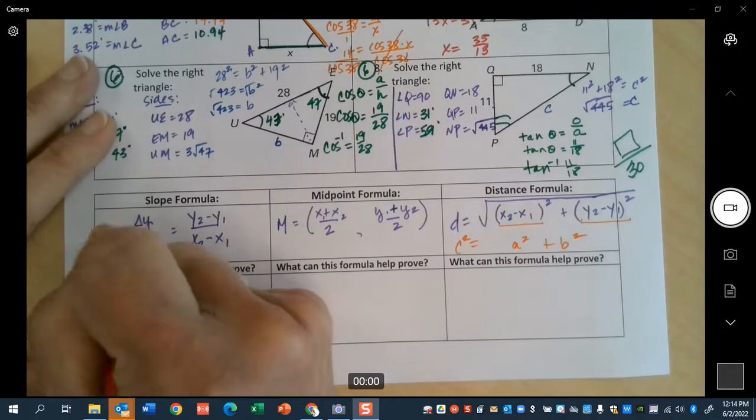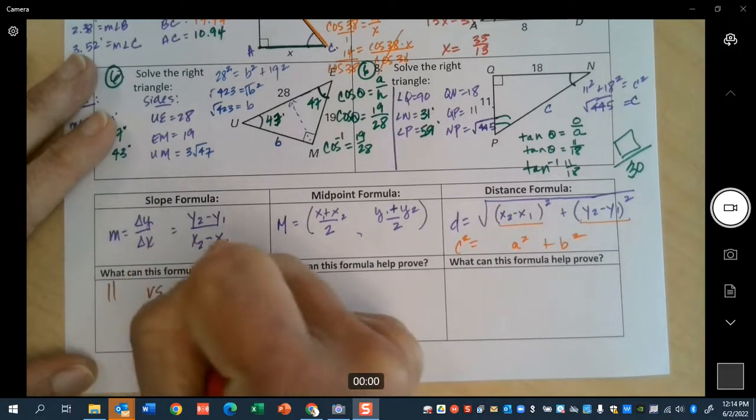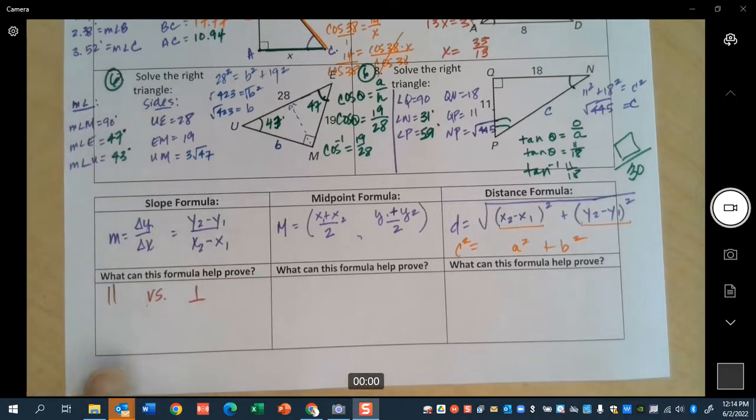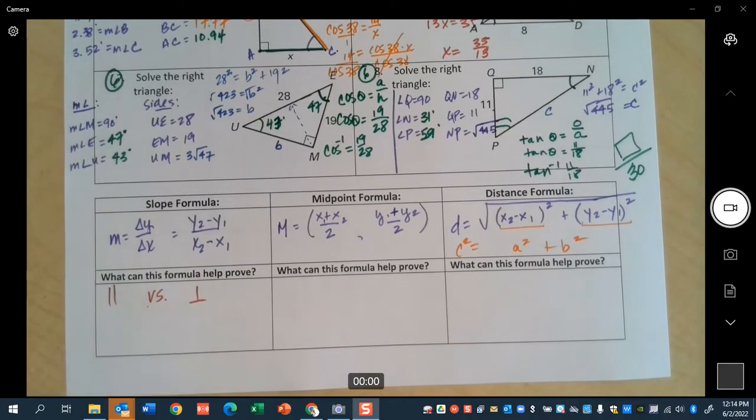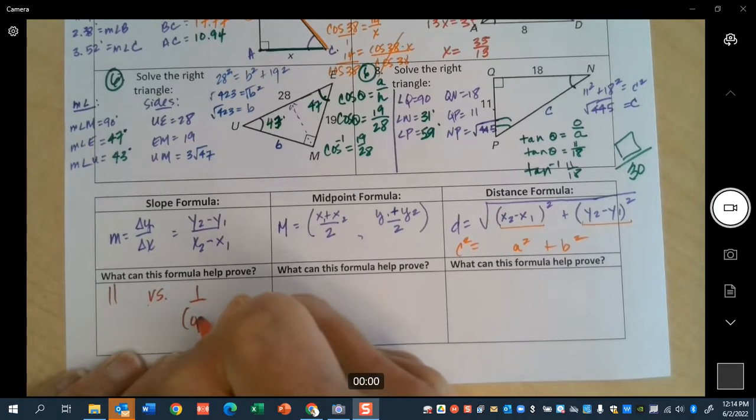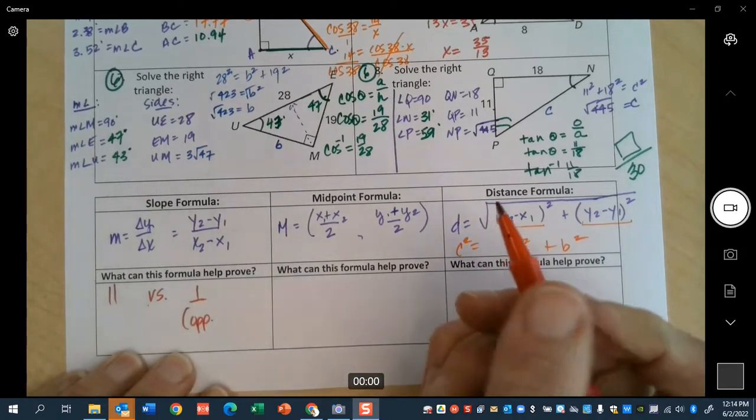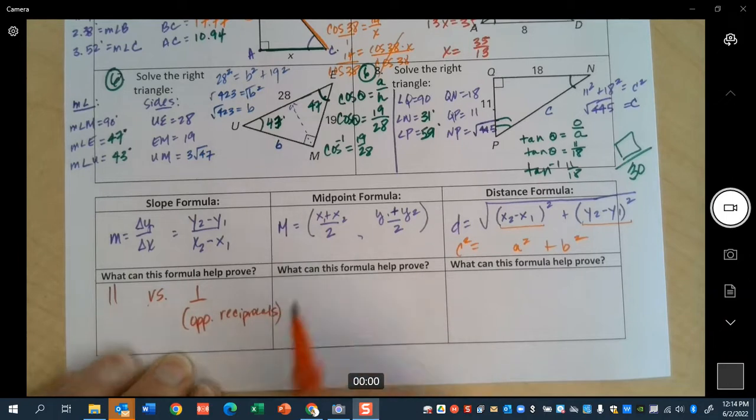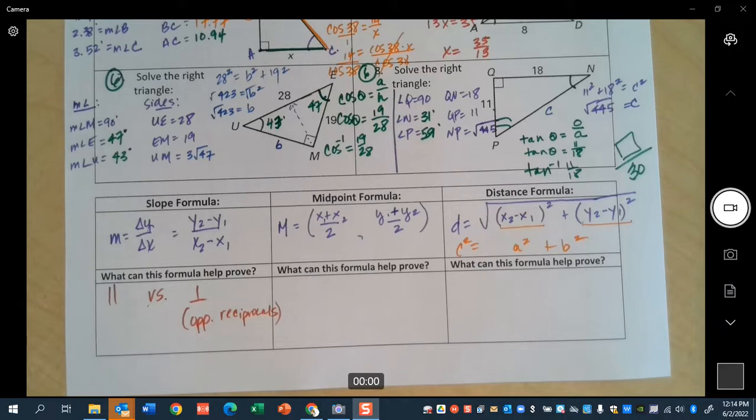When we're talking slope, we're talking parallel versus perpendicular. So parallel lines have the same slope. Perpendicular lines, what are the slopes? Opposite reciprocals. If the two lines are perpendicular, they're opposite reciprocals. So basically, anytime we're trying to prove something's perpendicular, why would we care if something's perpendicular? I can think of a couple big reasons. When do you need to know if something's perpendicular?